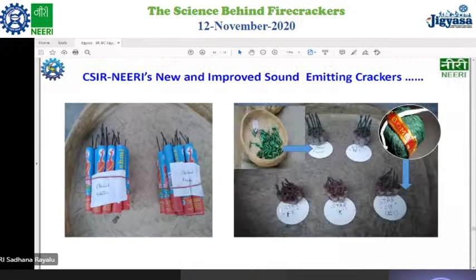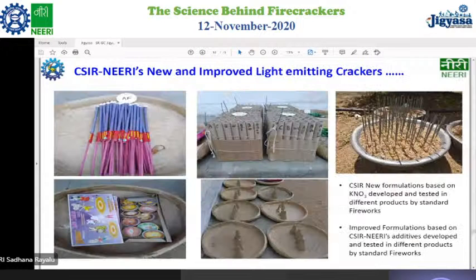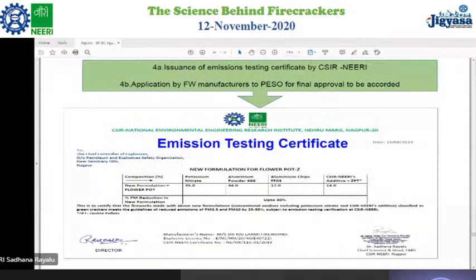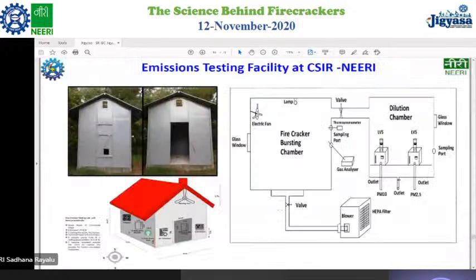They submit the firecrackers to us. These are the different firecrackers which are tested, and then we issue this kind of emission testing certificate, which tells whether the cracker which they have developed is meeting the norms of particulate matter reduction. This is the kind of facility which exists at our institute.